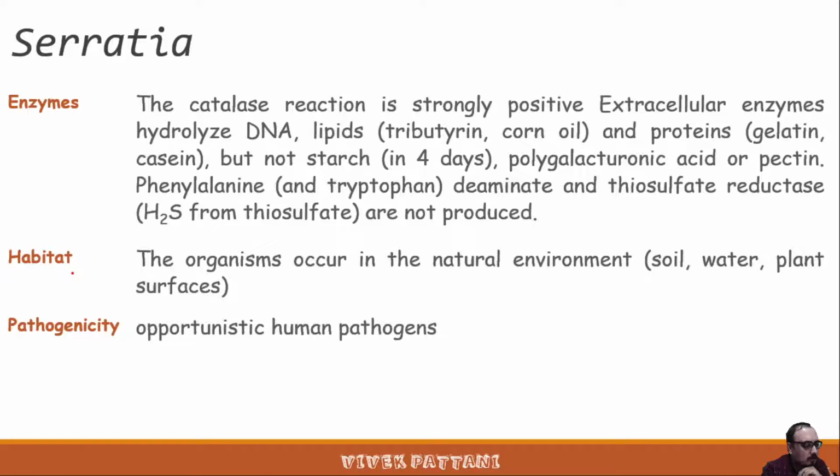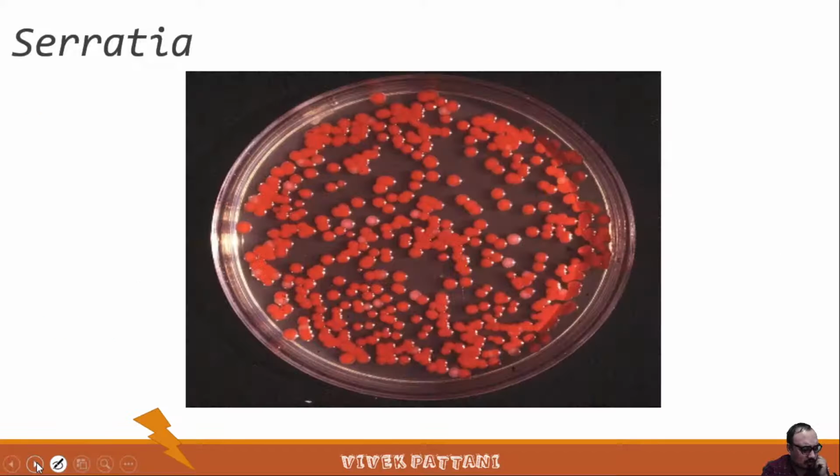As for habitat, they occur in natural environments such as soil, water and plant surfaces, and are opportunistic human pathogens. They generally do not cause disease, and if they are involved, it is generally in secondary infections only. This one is a colony of Serratia, where, as I told you, they are red colored colonies.